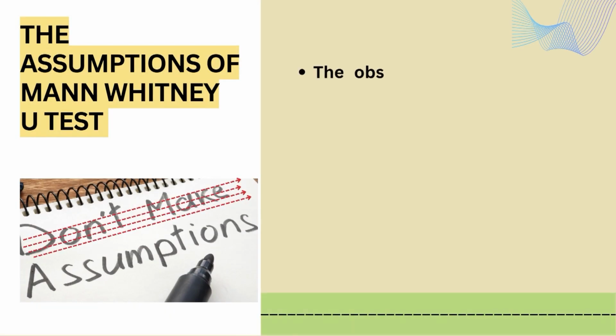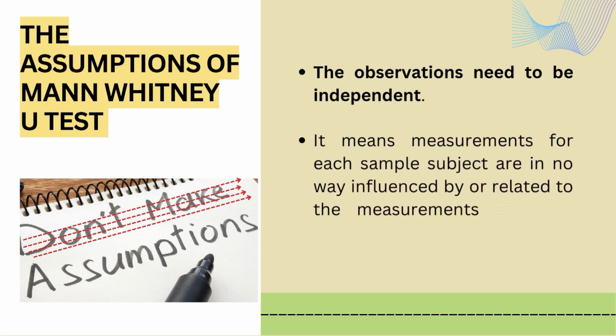So, let us now discuss the assumptions of the Mann-Whitney U-test. What are the assumptions? The first assumption of this non-parametric test is that the observations need to be independent in nature. It means measurements for each sample subject are in no way influenced by or related to the measurements of other subjects. For example, there must be different participants in each group with no participant being in more than one group.